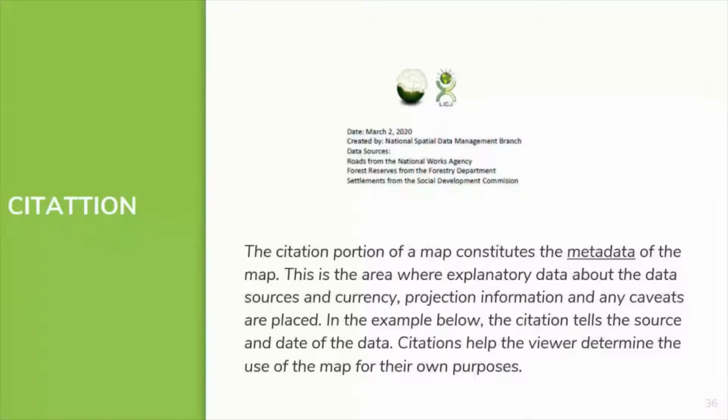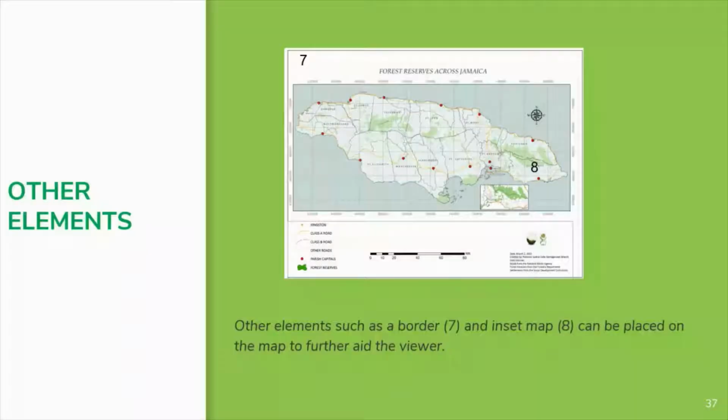And then you have the citation, which really talks about when the map was created, who is the creator of the map, and the sources of the map, and sometimes includes the coordinate system that is used to create the map based on the data sets. Another element that we can include is a boundary line or a neat line that sometimes makes the map look a lot neater.